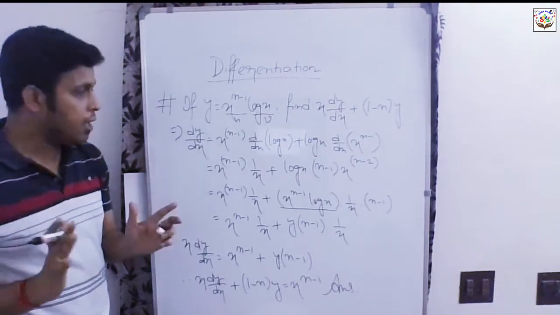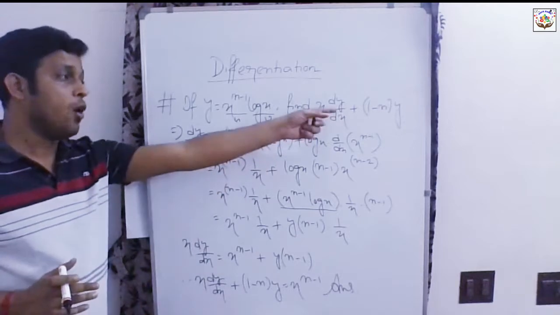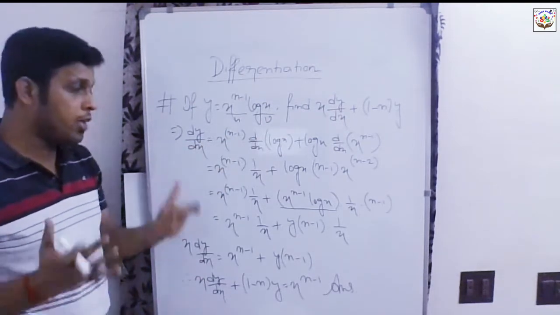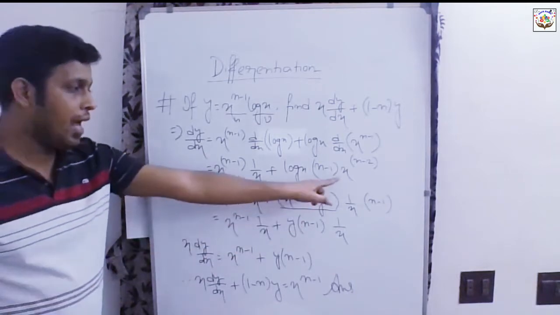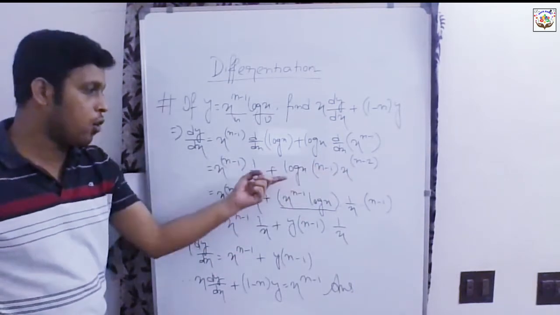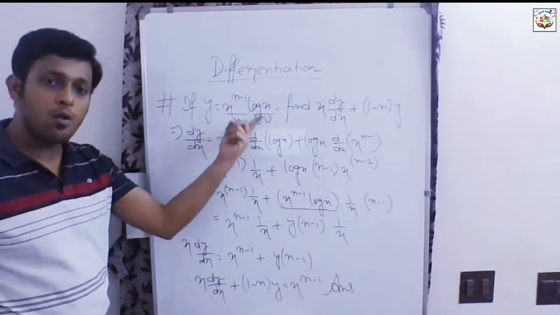So always remember, when we are proceeding with any problem, we also have to see what we need to find out. So accordingly, we need to modify the problem. Like here we had x to the power n minus 2 and log x, and we have seen y equals x to the power n minus 1 into log x.